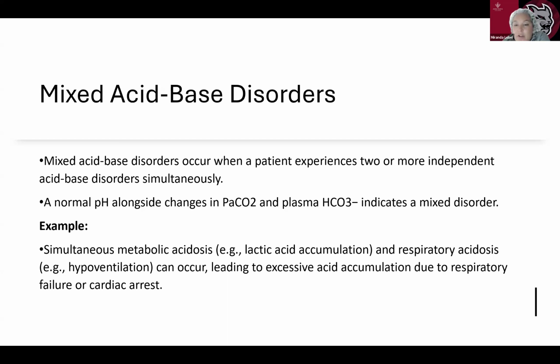So, other examples are sepsis. A patient with sepsis may initially have respiratory alkalosis, but then develop metabolic acidosis due to hypotension. COPD patients: an elderly patient with COPD may have respiratory acidosis, then develop metabolic alkalosis from diuretics. Diabetes: a patient with diabetes may develop DKA when their body doesn't have enough insulin. And then organ failure. A patient with renal, hepatic, or pulmonary failure will develop a mixed acid-base disorder.